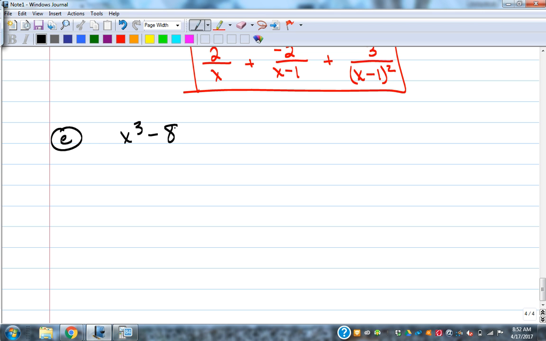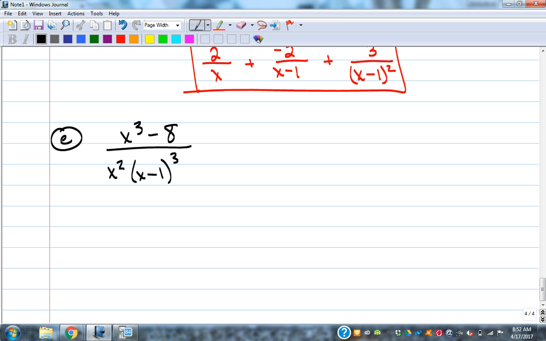X cubed minus 8 over X squared, X minus 1 cubed. Make it a tough one. All right. So, what's the degree of the numerator? What's the degree of the denominator? 5. Okay, so is that proper? Yes. Yeah, numerator is smaller than the denominator.